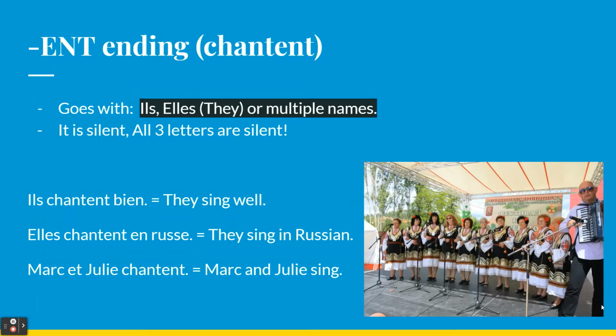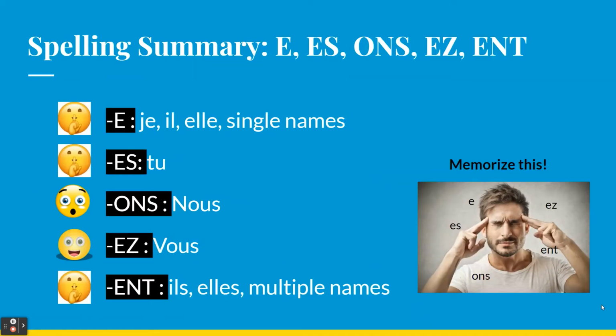The last ending we're going to learn about is ENT. This always appears with il, elle, or multiple names, so groups of guys or girls. It is also silent. Ils chantent bien means they sing well. Elles chantent en russe means they sing in Russian, like in the picture. Marc et Julie chantent. Mark and Julie sing. In all three of those sentences, I spell the word sing with ENT because it's preceded by il, elle, or two people's names. So let's sum it up.